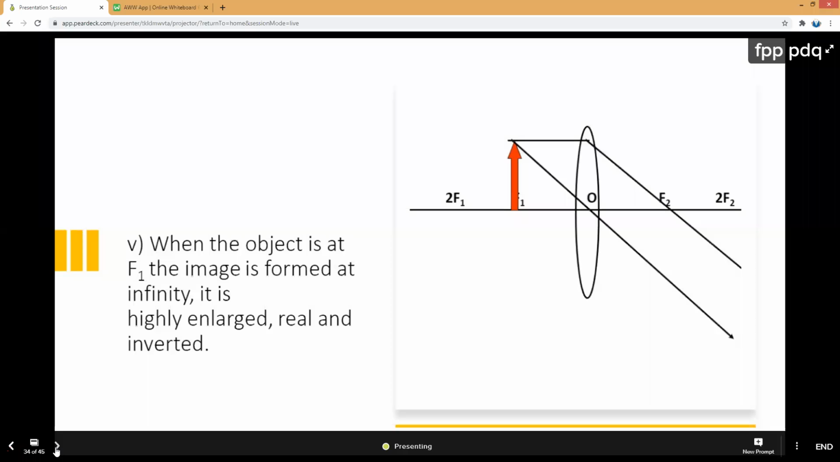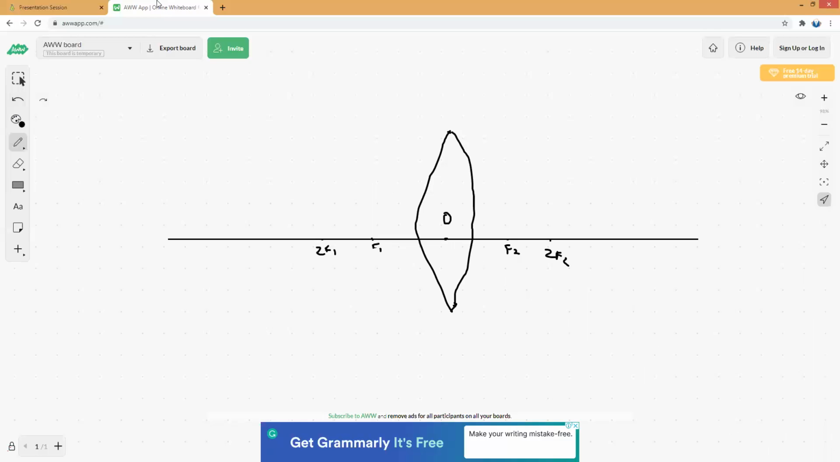So the last special case: we had a special case in the case of the concave mirror, and we have one in the case of the convex lens too. In this case, the object is placed between focus and optical center, okay?